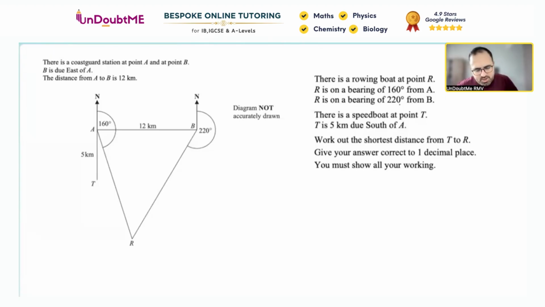There's a Coast Guard station at point A and at B. B is due east of A. East means towards the right. West means towards the left.